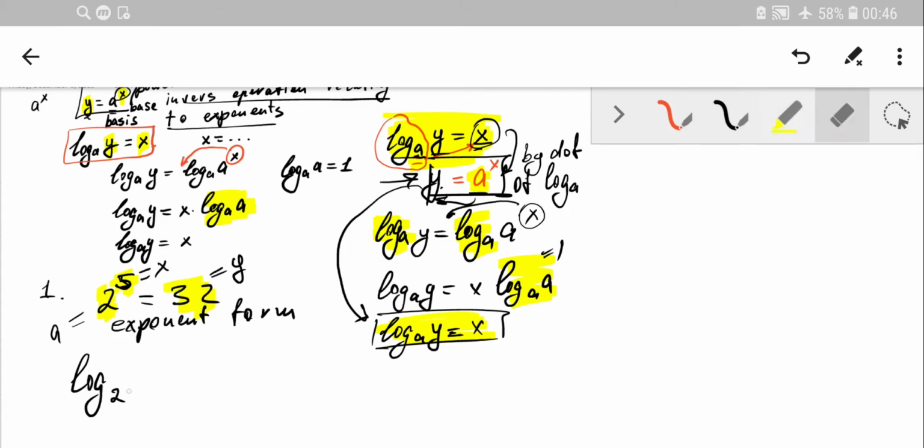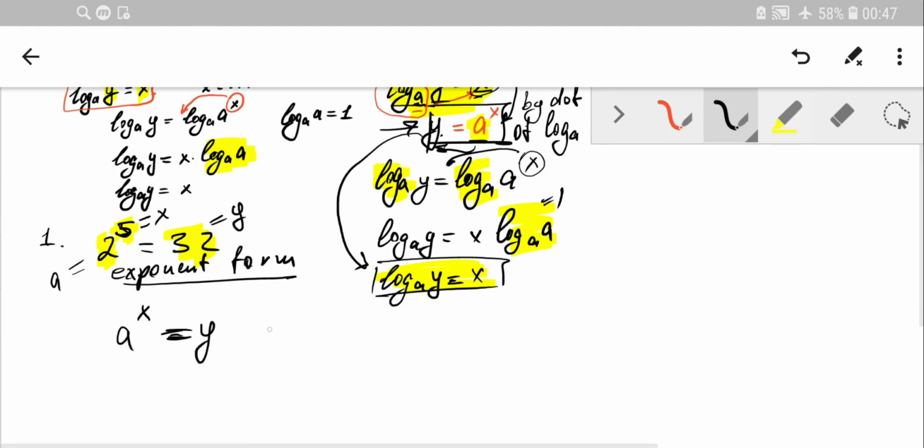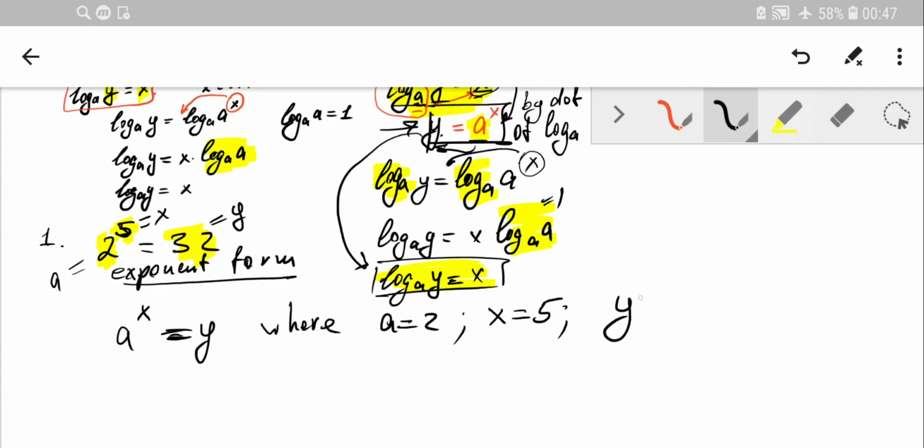So simply, you have this form one more time. What you actually have is a to the power of x equals y. Now we have an exponent form. That's simple, your exponent function, where a is 2, x is the power of 5, and y, the result of that, is 32.